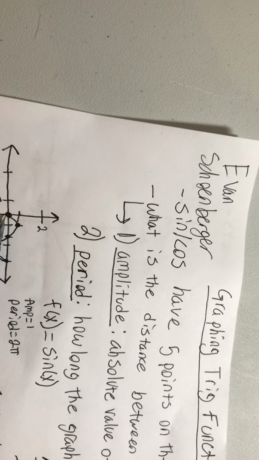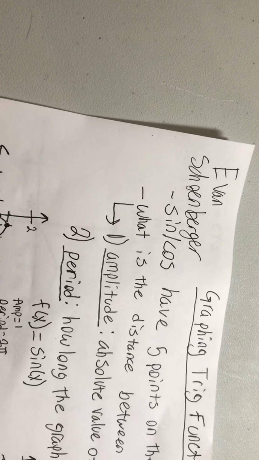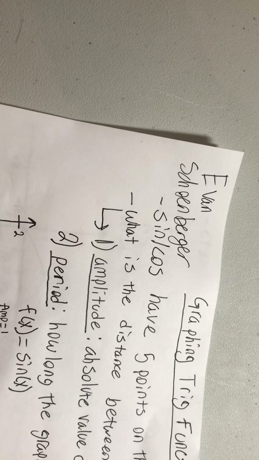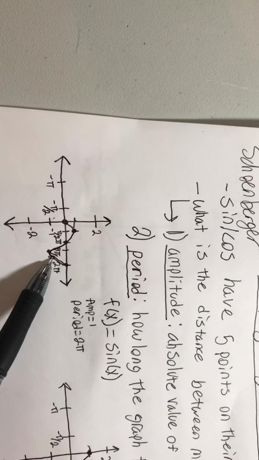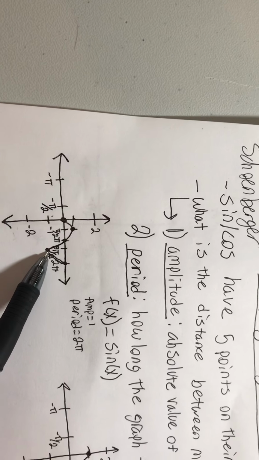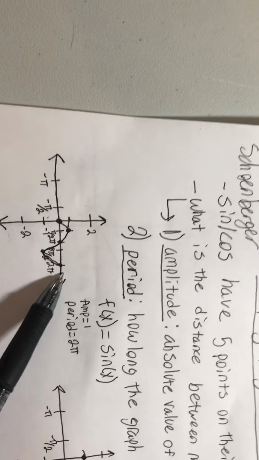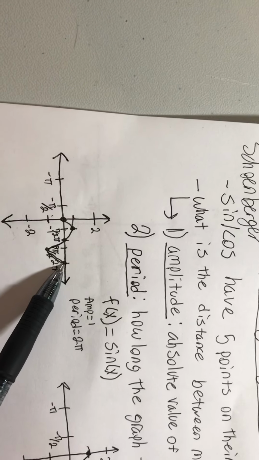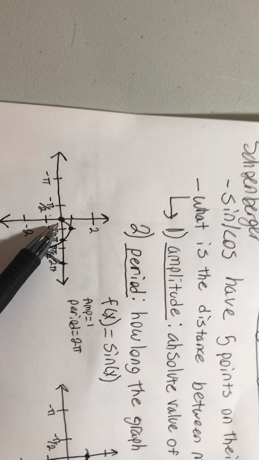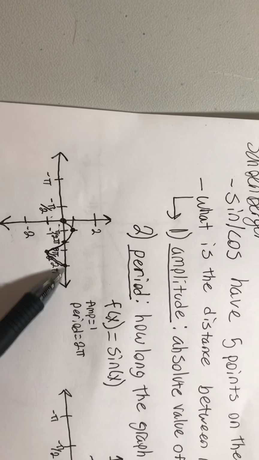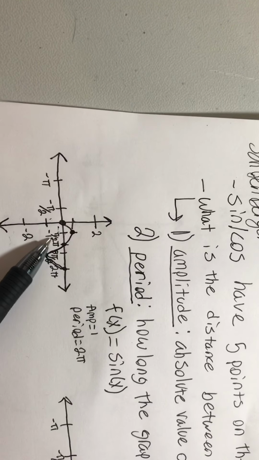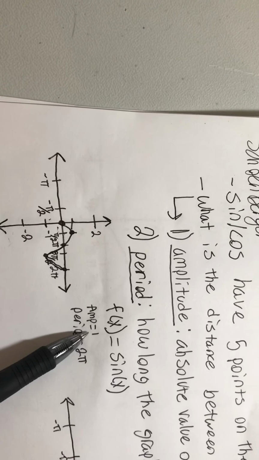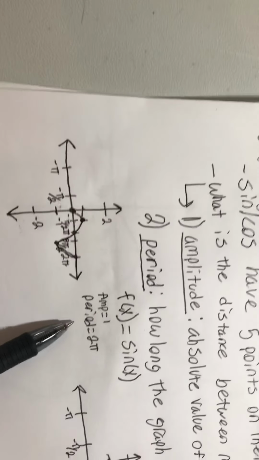Sine starts at 0, and then at pi over 2 it goes up to 1, and then at pi it's at 0. Then at 3 pi over 2 it is at -1, and then at 2 pi it is back at 0. The distance between each point on your graph is going to be 90 degrees, or pi over 2. So for this one, the amplitude is 1 and the period is 2 pi.